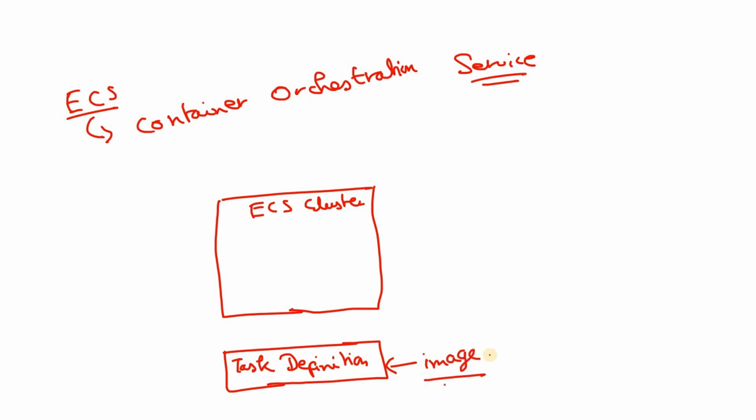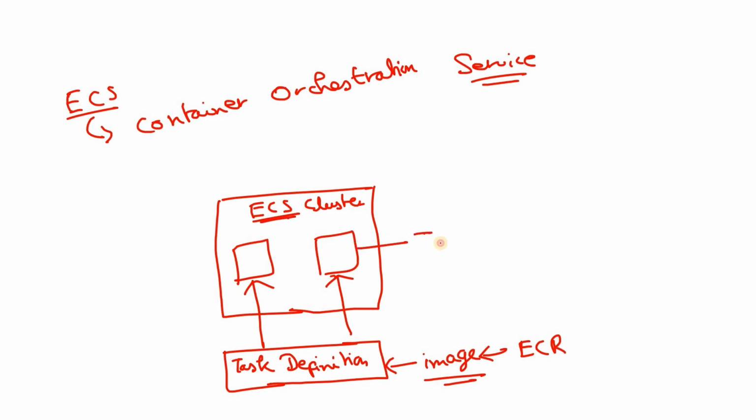We have pushed this particular image to ECR, right? From ECR, we will put the image in the task definition. Based on this task definition, within our ECS cluster, containers will be launched. And remember that in ECS the containers are termed as tasks. This way our task will be executed. So what we are going to do, first we are going to create one ECS cluster and we are going to define one task.